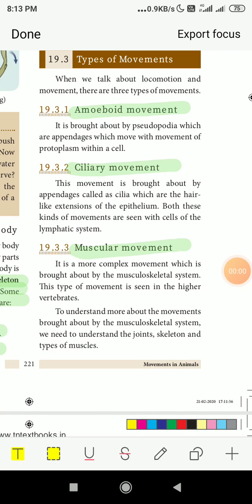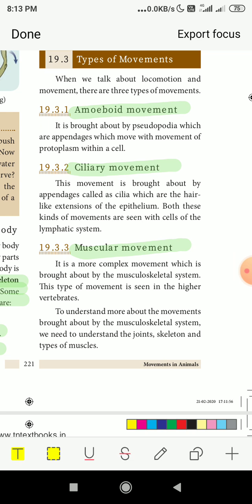The different types of movement are amoeboid movement, ciliary movement, and muscular movement. Amoeboid movement is with the help of pseudopodia. Pseudopodia means false feet, which are appendages that move with the movement of protoplasm within the cell. Amoeboid movement always takes place in amoebas. It is the movement with the help of pseudopodia, false feet.